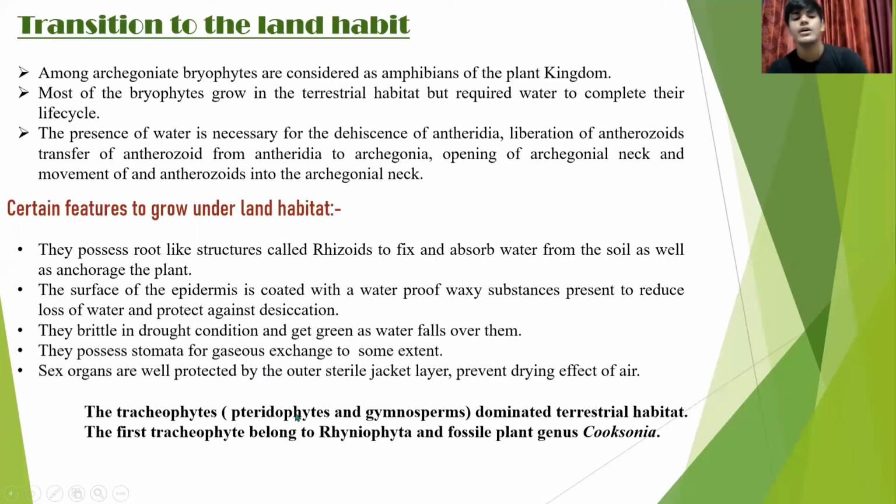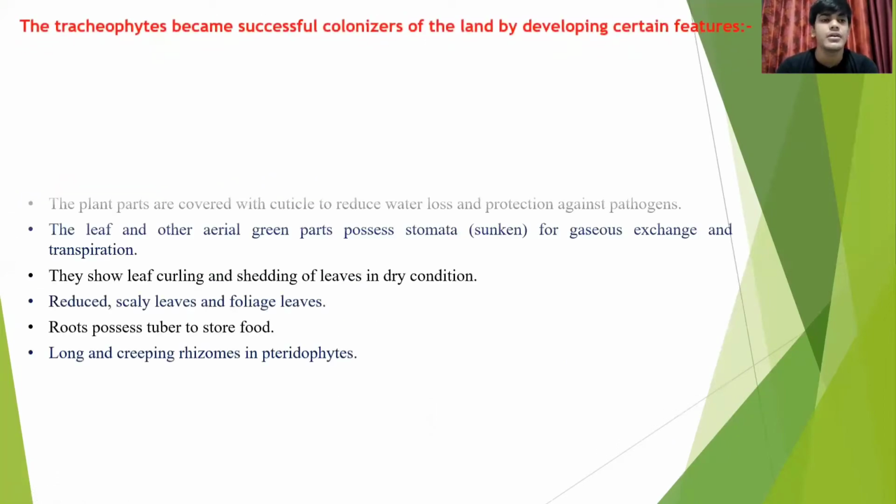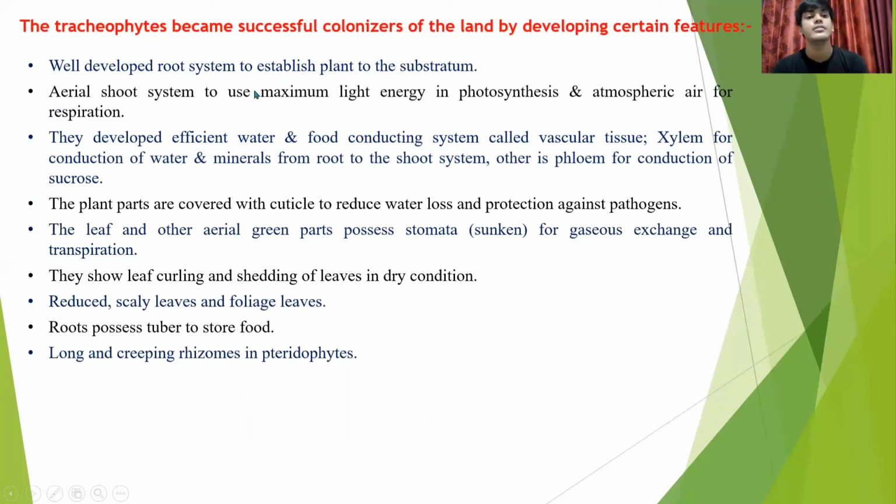Now moving forward, the pteridophytes and gymnosperms are known as tracheophytes. Why? Because they have developed some advanced features compared to bryophytes. That's why they are called tracheophytes, because they have xylem and phloem, the vascular tissues. And they dominated the terrestrial habitat. The first ones were Rhynia and Cooksonia, which belong to pteridophytes. They dominated the land. The features listed here are that they had a well-developed root system for anchorage and for water movement and everything.